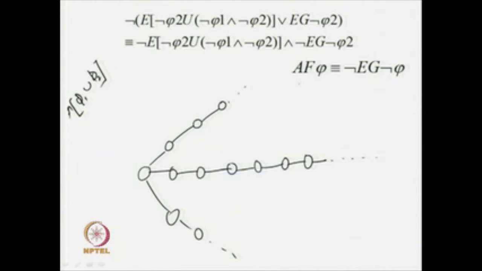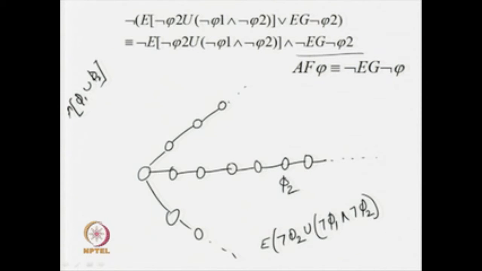So, it says that in all paths in future phi must hold, this second part basically. I will say that in future I am going to have this particular phi 2. That means, in this particular path in future I am going to get phi 2. And along with that, it must say that this particular portion must be true: not of E, not of phi 2 until not of phi 1 and not of phi 2. So, what it basically says is that I am going to get the formula E not of phi 2 until not of phi 1 and not of phi 2.